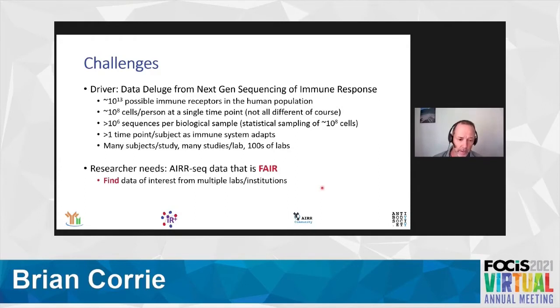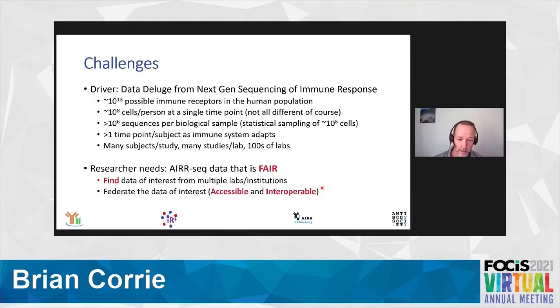But I'll drill down a little into how researchers could use FAIR AIRR-seq data. The first part of the FAIR acronym is that people need to be able to find data of interest. As Christian was saying, this is about finding data that is out there that you can use in your studies so that you don't have to reinvent the wheel over and over again. Many people have done many studies over time. There's a lot of data out there. How do you find it?